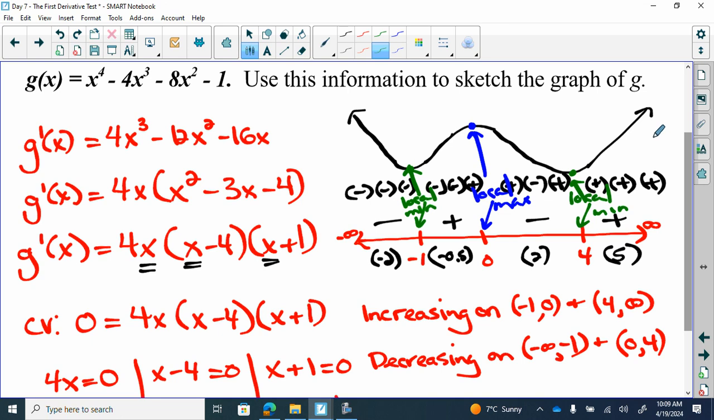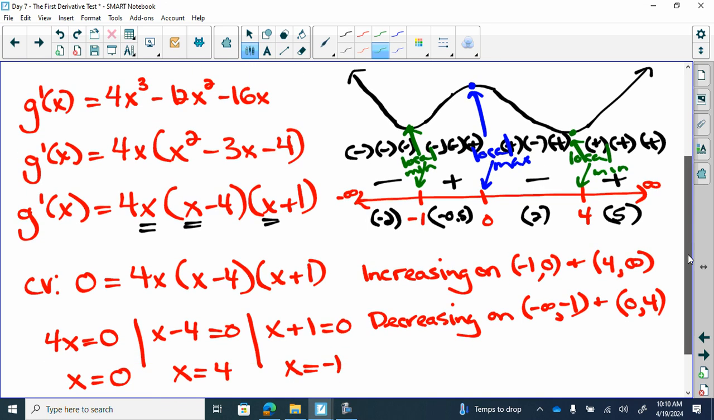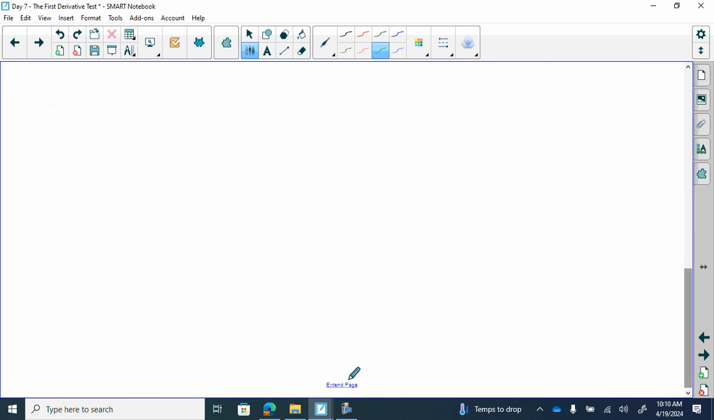Now, our job today is to figure out how low the curve goes when x equals -1, or how high the curve goes when x equals 0. And then again, how low the curve goes when x equals 4. If you want the function's height, where should I plug the x value -1, the x value 0, and the x value of 4 into? The original equation.